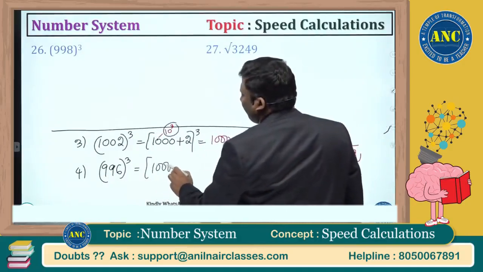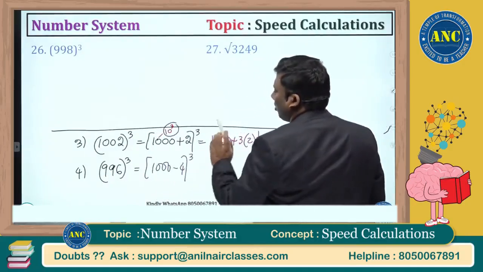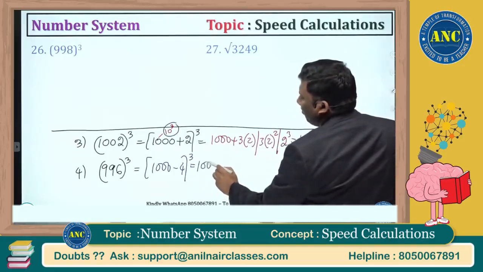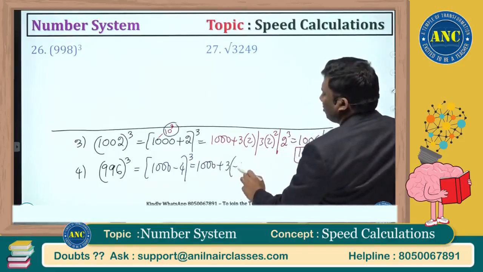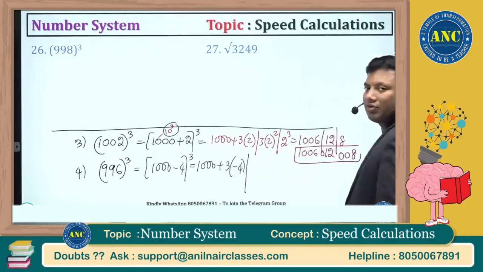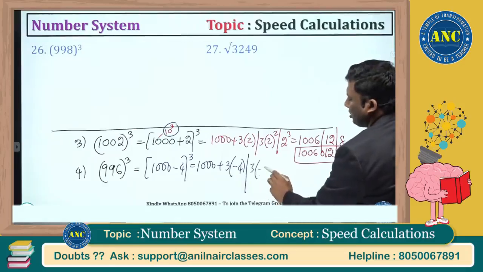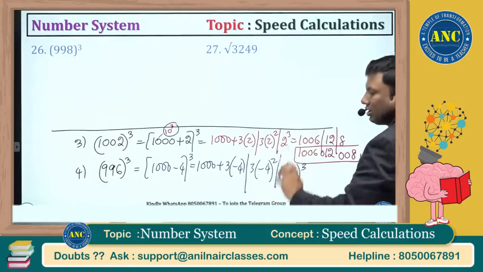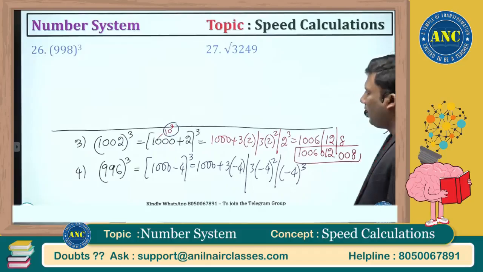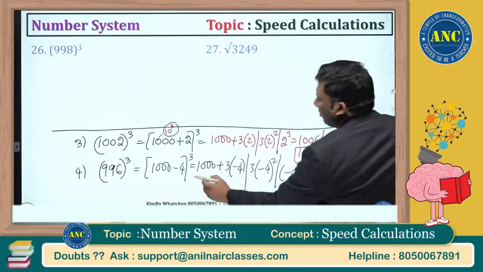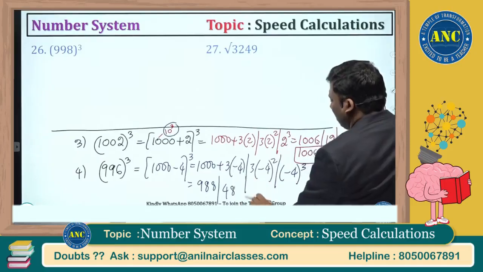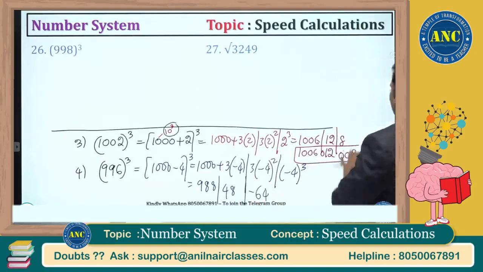Now 996 is 1000 minus 4 power 3. So this is defined as b cube, next 3 b square x, next 3 b x square, next x cube. 1000 plus 3 into minus 4 gives 1000 minus 12, that is 988. Next, 3 into minus 4 square: 16 3s are 48. And minus 4 cube is minus 64.